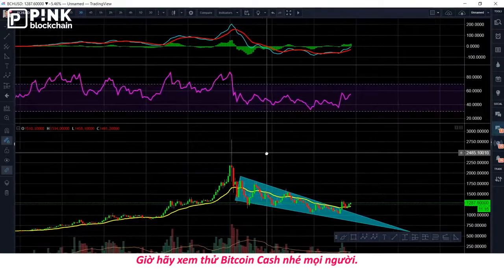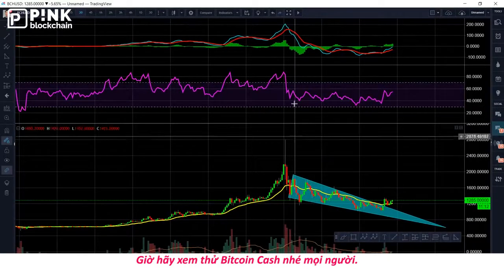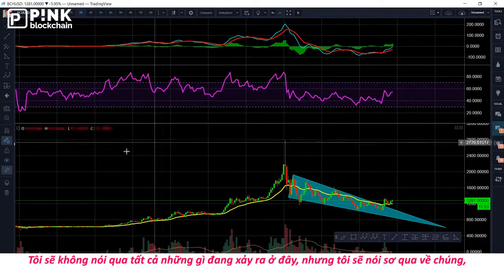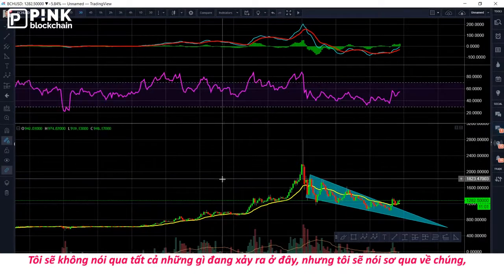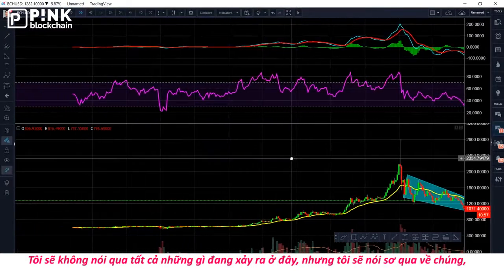Alrighty, so now let's take a look at Bitcoin Cash, guys. This is the big one. Wouldn't you agree with me that this is absolutely the big one that's going on right now? Now, I'm not going to go over everything that happened over here, but actually, sure, I will.